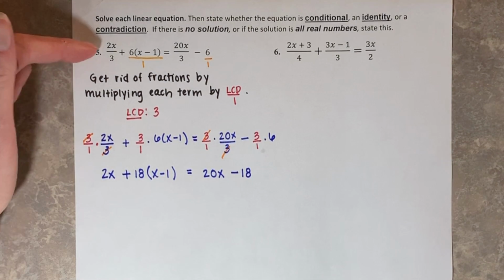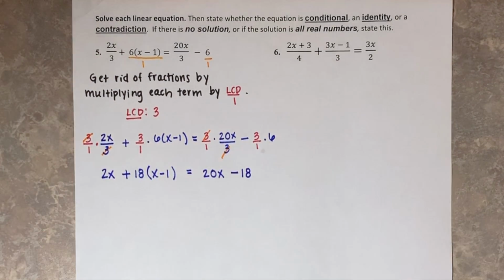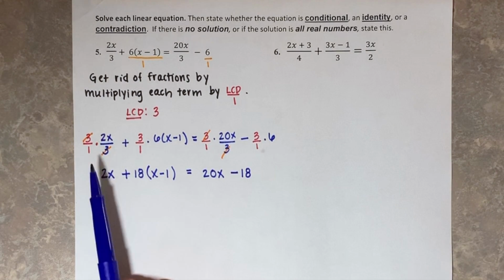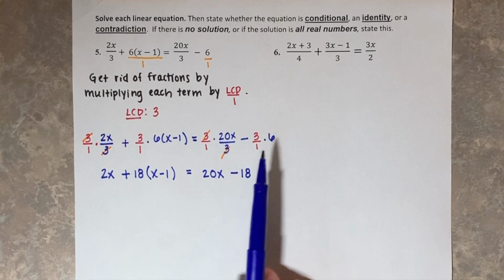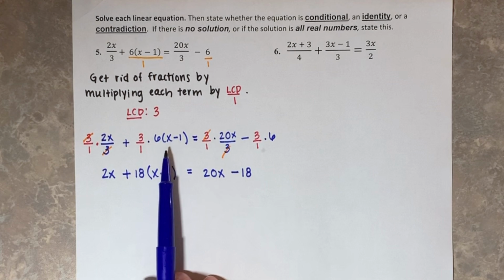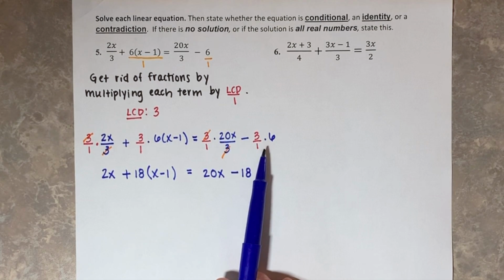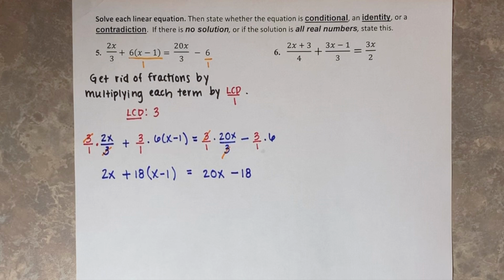And why are we allowed to take this equation and multiply everything by the LCD over 1? Because remember, with equations, as long as what you do to one side, you also do to the other side, your equation will be balanced. So we multiplied each term on the left side by 3 and each term on the right side by 3, so our equation is still balanced.